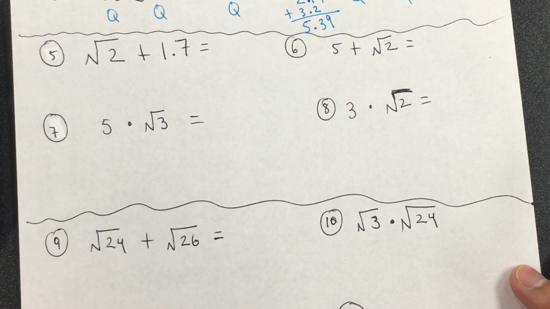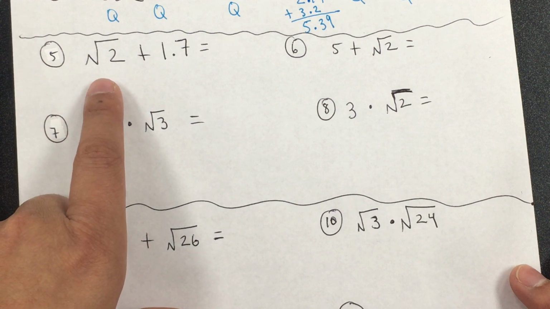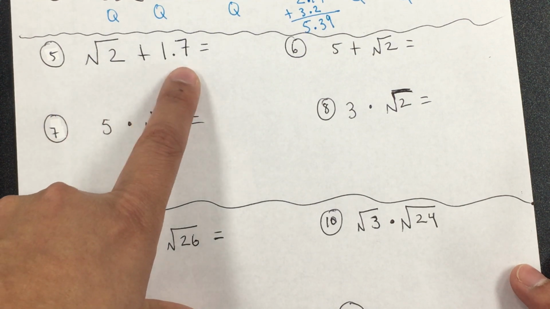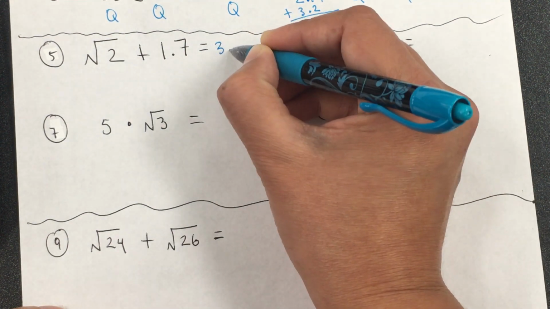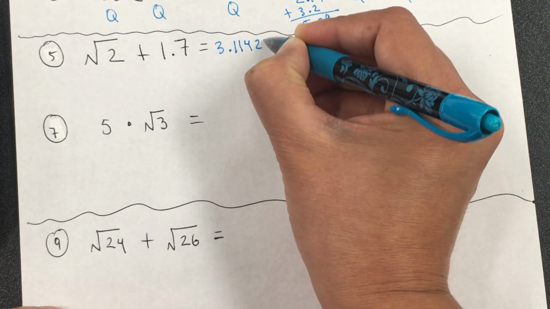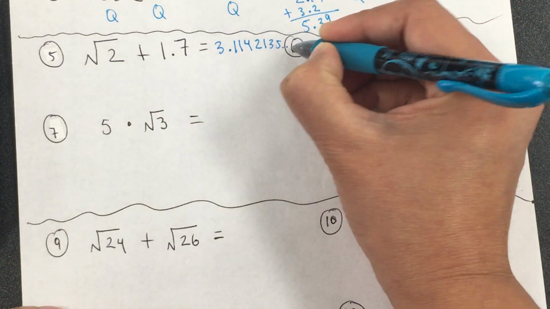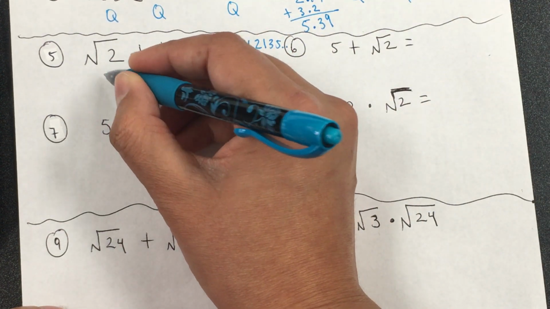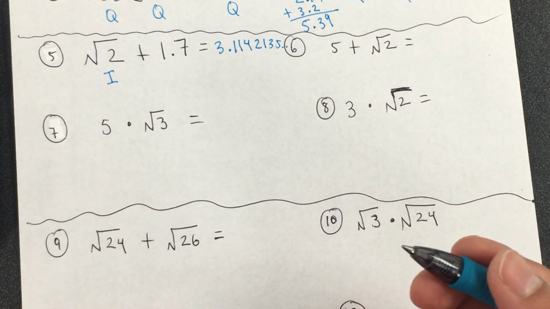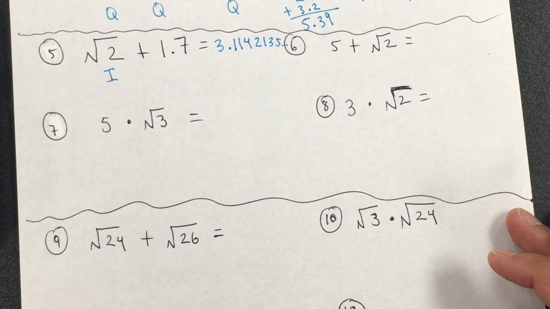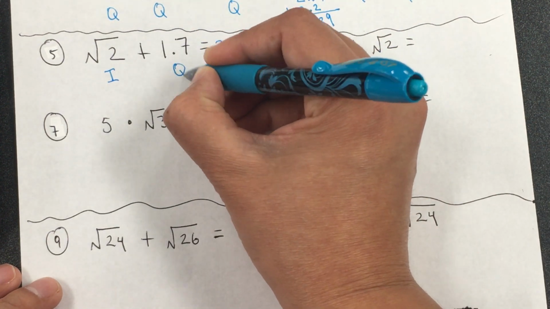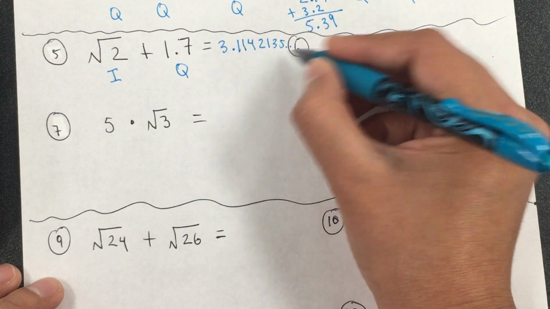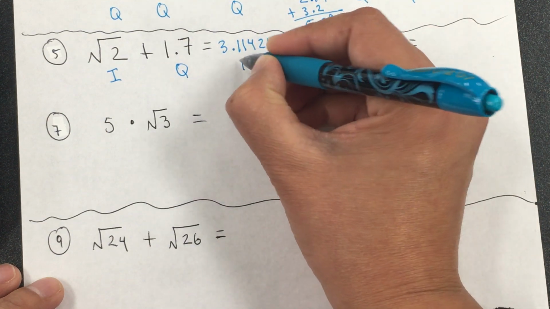So the square root of 2 is 1.414213, etc., plus 1.7 equals, so the answer is 3.1142135, etc. This is irrational just because it's a number that has non-terminating, non-repeating decimals. This is terminating, so that's a rational number. But this is non-terminating, non-repeating, so that's irrational.